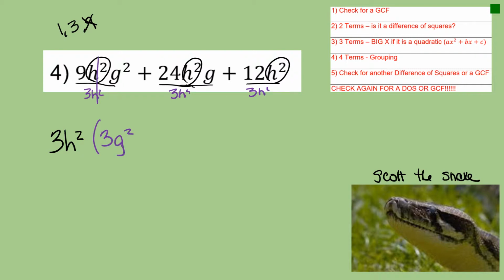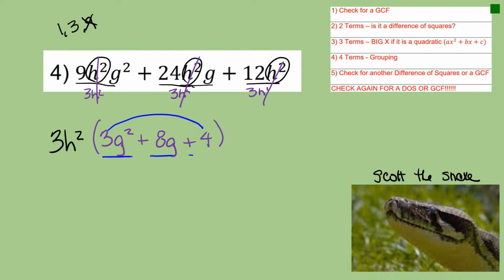I have g squared. 24 divided by 3 is 8. The h squares cancel. I have g. 12 divided by 3 is 4, and the h squares cancel. At this point, you might think, I am done, but we have to double, triple check.